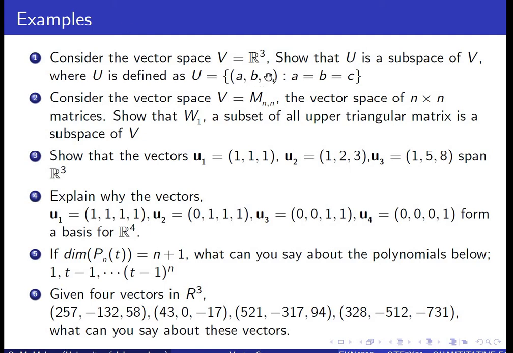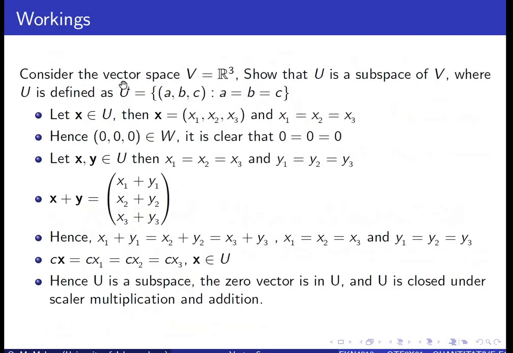So this will be 1, 1, 1, or 2, 2, 2. That's just how this set is defined. So if a set is defined this way, and it happens to be a subset of V, now I need to check if it satisfies all my 3 properties. If it satisfies all these 3 properties, then I can conclude that U is a subspace of V. So I have this in my solution.